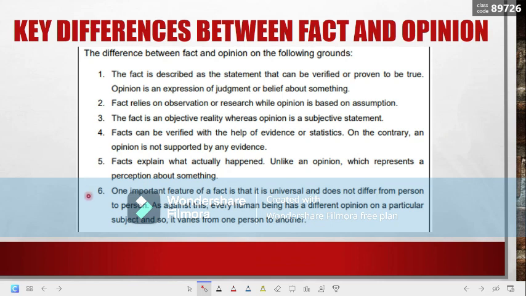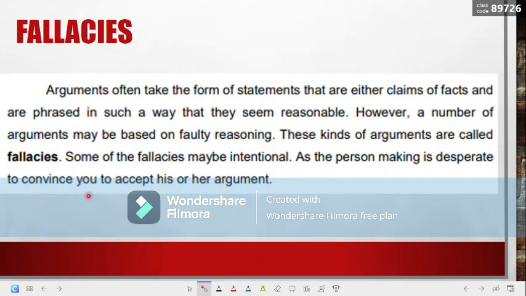Number 6. One important feature of a fact is that it is universal and does not differ from person to person. As against this, every human being has a different opinion on a particular subject, and so it varies from one person to another. Okay, so what are fallacies?